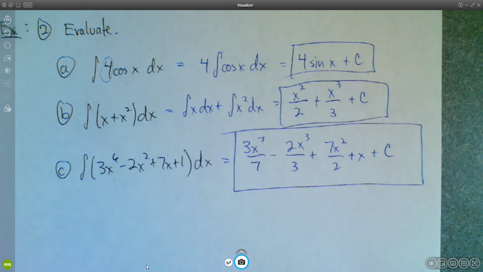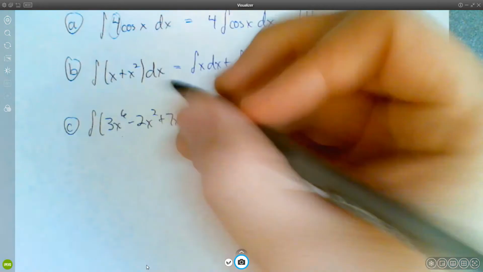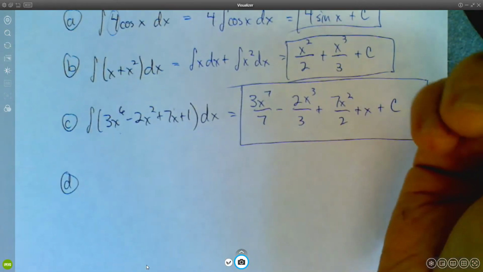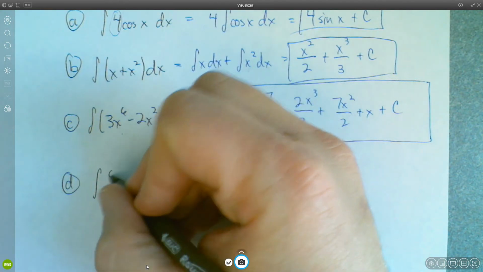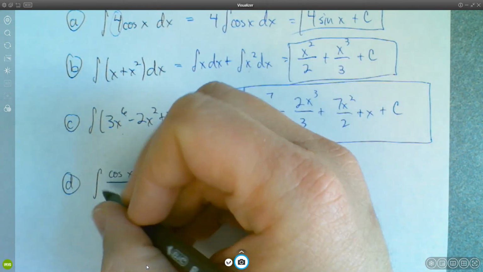Okay, so pretty cool. I have 5 more examples in total, but I want to show you 3 problems like this that are maybe a little bit more complicated.